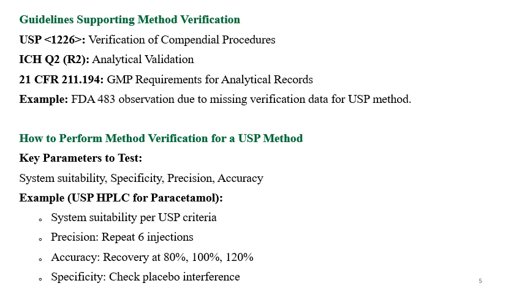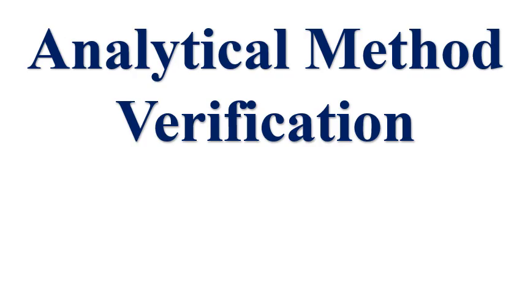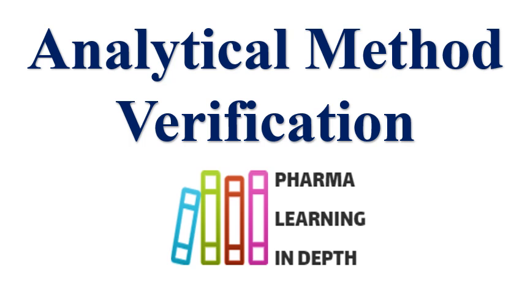So by this, you can verify the method and say that the method is working suitably, reliably or not. So mainly the system suitability, precision, accuracy and specificity are the key parameters for testing. This is the understanding and information about analytical method verification.